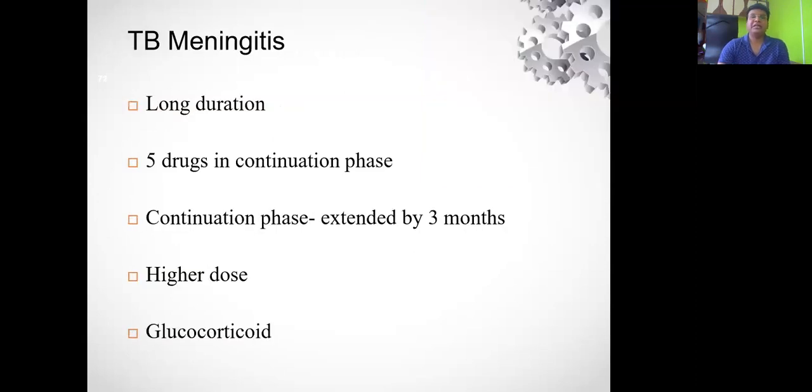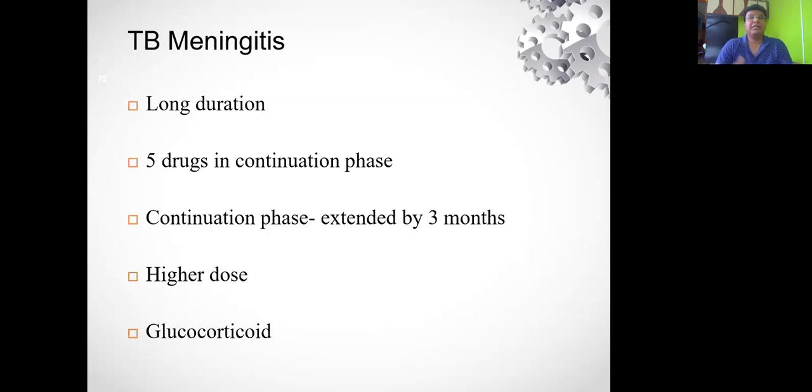Then when we talk about tuberculous meningitis, it has to be treated for a longer duration of time, and 5 drugs are used in the continuation phase, and the continuation phase may be extended beyond 3 months. Instead of 2 months or 6 months, it may extend beyond another couple of months. In TB meningitis, we need to give higher and higher doses of the drugs. As I told you, pyrazinamide is one drug which can cross the blood-brain barrier and is the mainstay in the management of tuberculous meningitis, and it has to be given in a higher dose, like 1.5 gram and so forth.